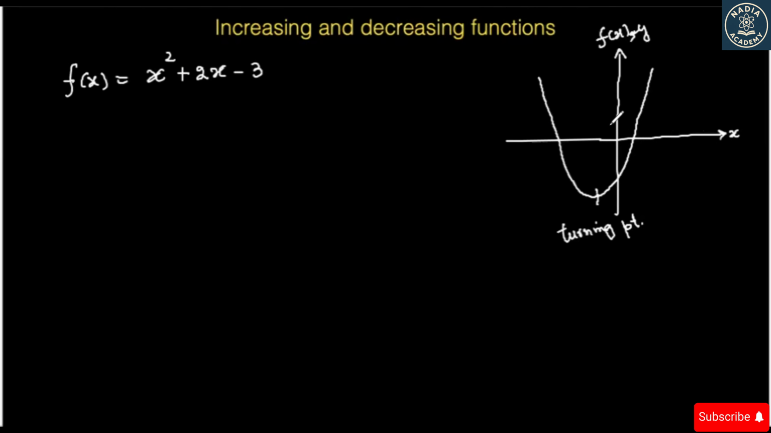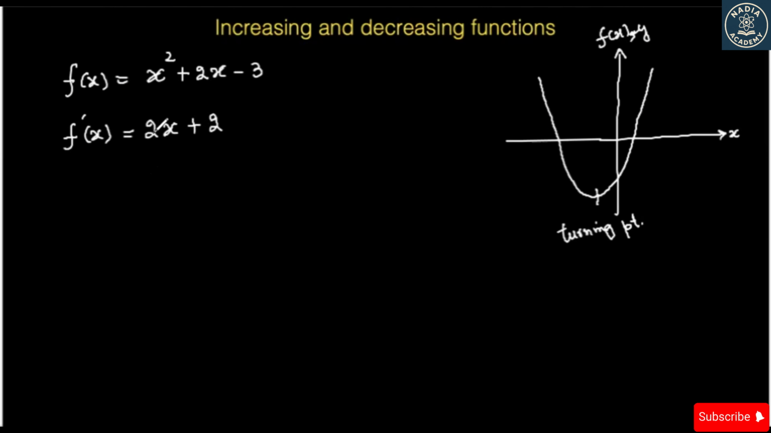Now we can utilize the knowledge of derivatives to find out in what interval this function is decreasing and in what interval this function is increasing. So we take the first order derivative of this function f of x with respect to x. The derivative of x square is 2x, and the derivative of 2x is 2. So here we have the first order derivative.